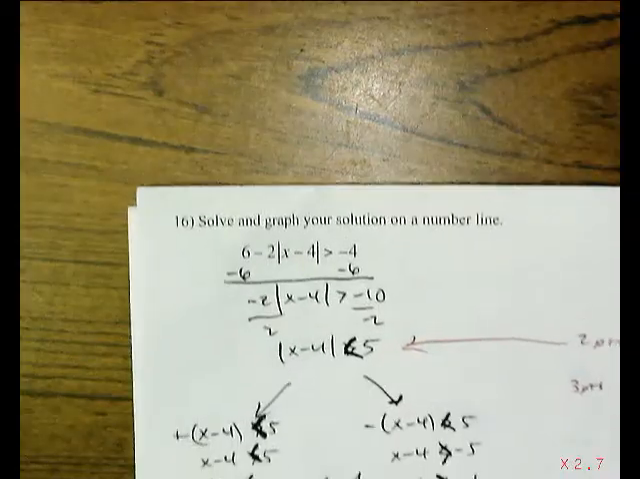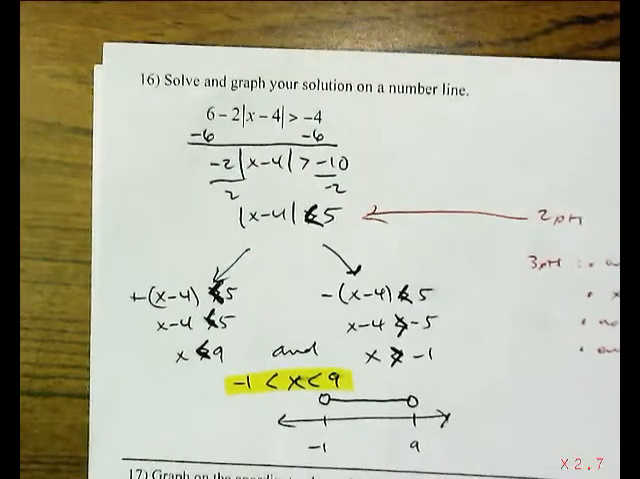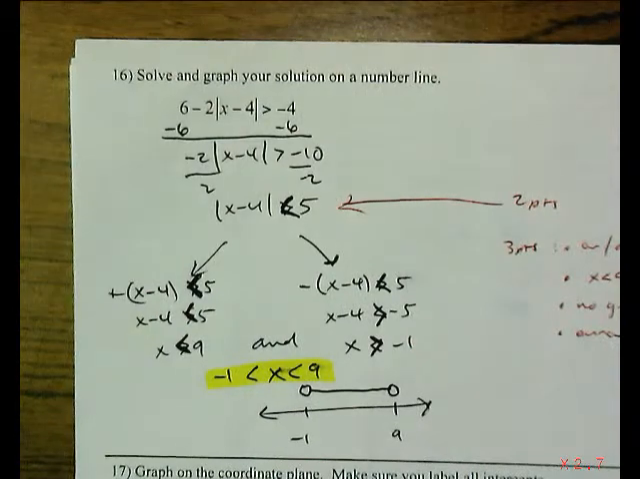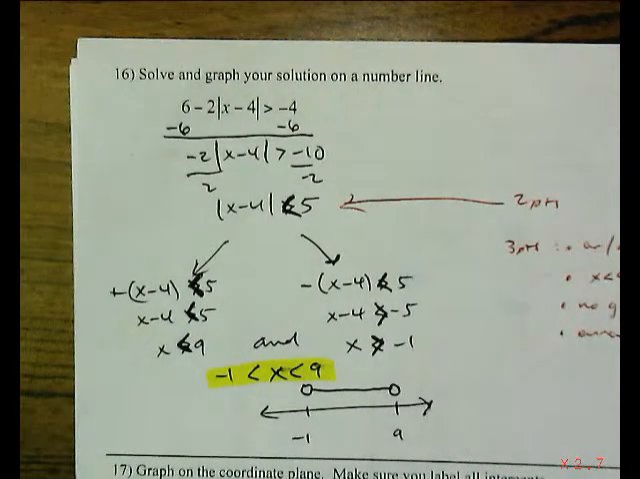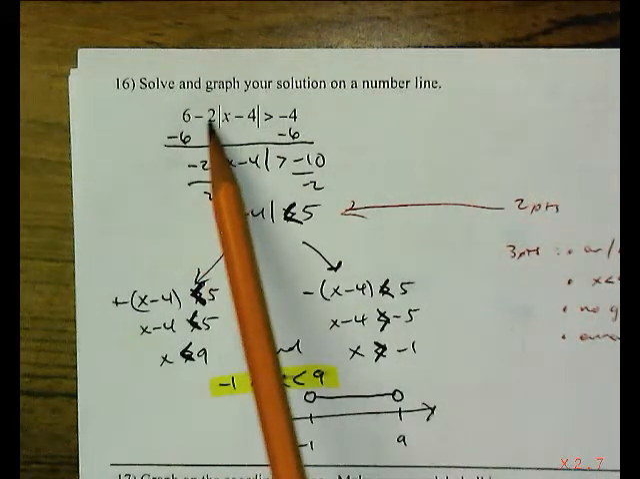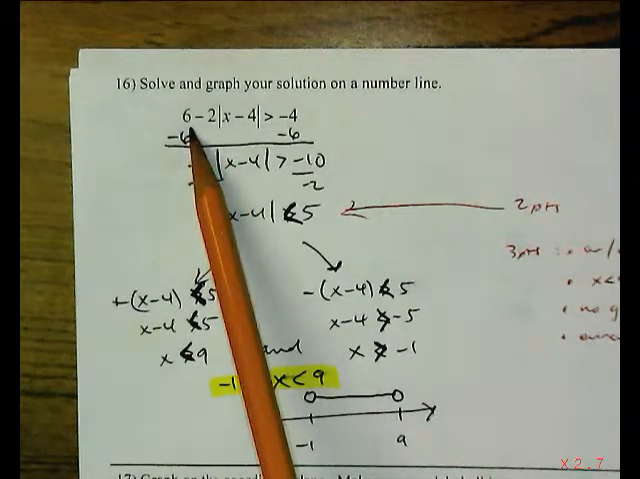Number 16, for I think the third or fourth straight week: solve, and then this one, you can graph your solution on a number line. So I'm going to subtract 6. The biggest mistake there is trying to simplify 6 minus 2 there. It'll be incorrect.